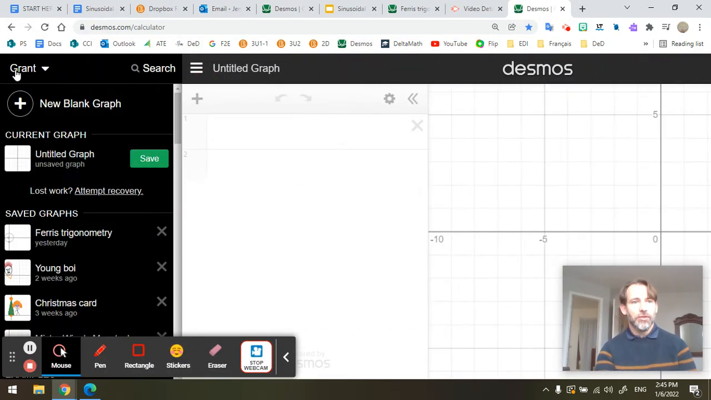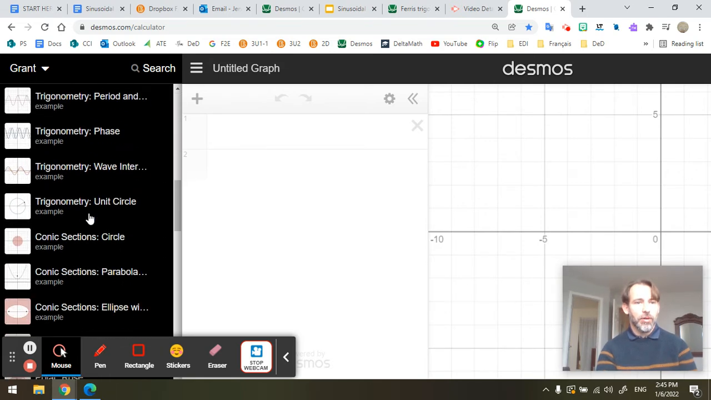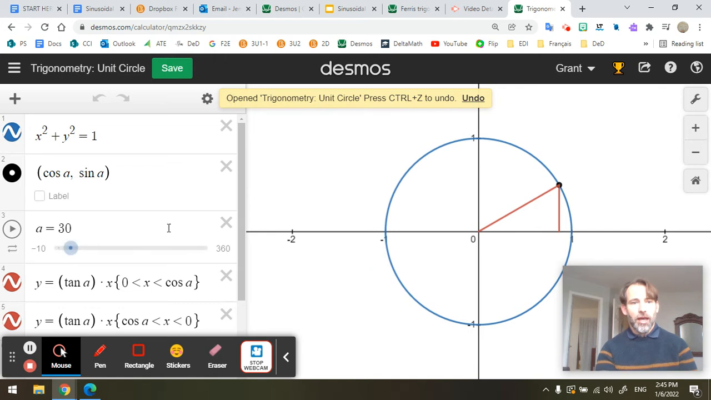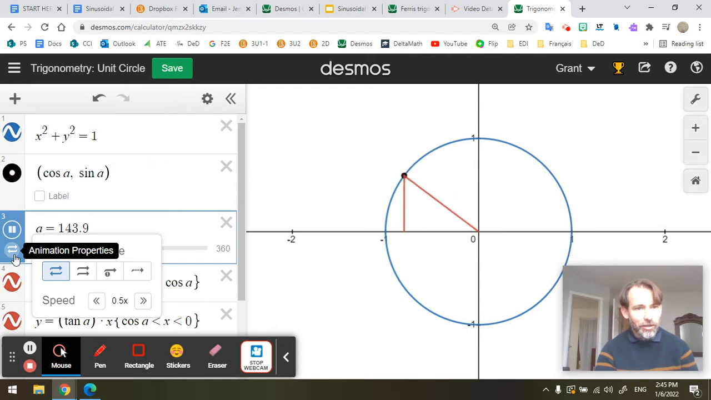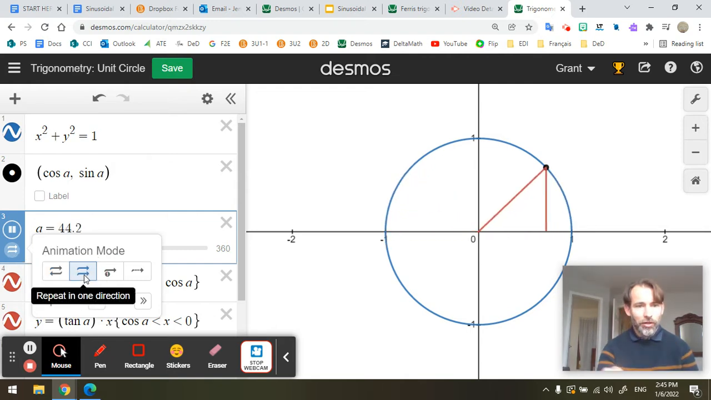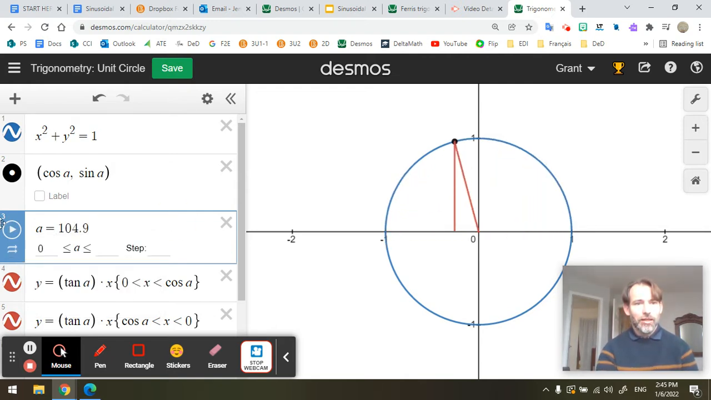in this graph in here. So you can access this graph. It's a publicly available one, trigonometry unit circle, open graph. And you see here cosine A, sine A, let A play. For some reason, whoever created this didn't think to set that slider to 0 to 360, so it does something weird. And the way you change its direction is you just animate in one direction only. And there, let's let it go.